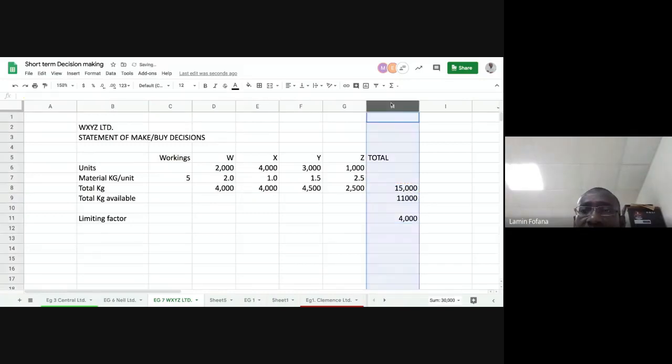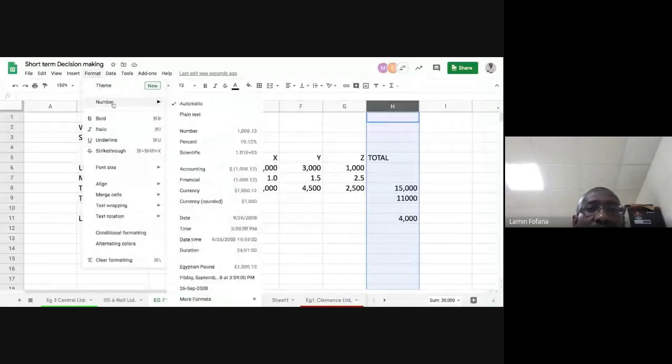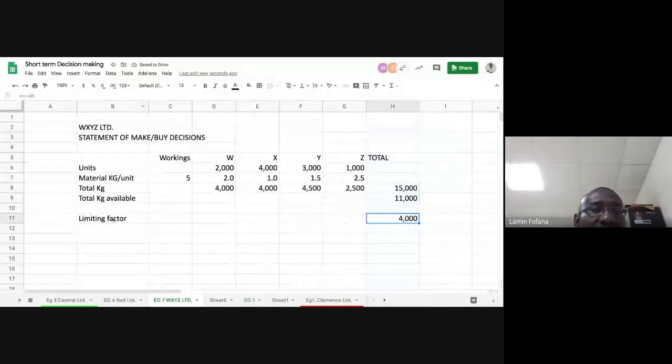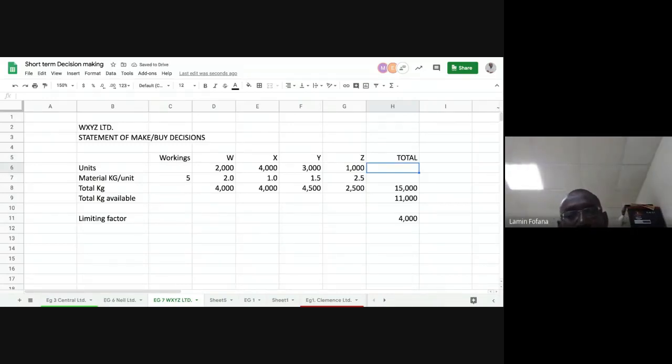So we could make the whole column to 2DP. So we select financial and reduce the DP. Okay? So the limiting factor is 4,000. Yeah, so we also align the total column to the right. Okay, are we following? Are we following?